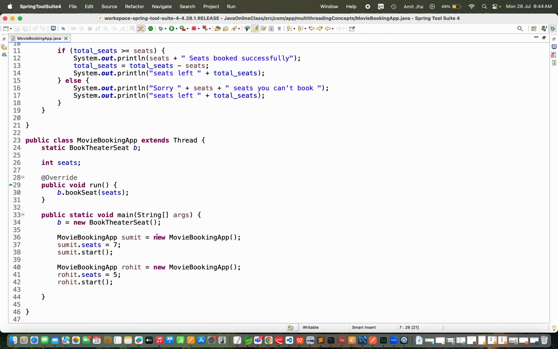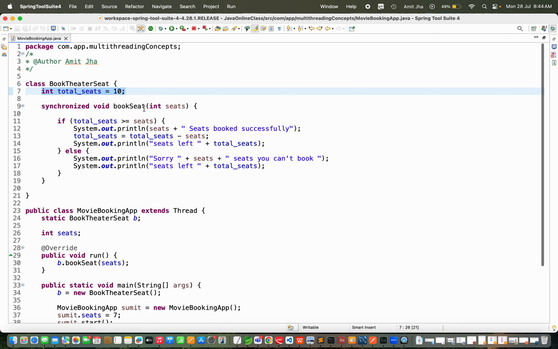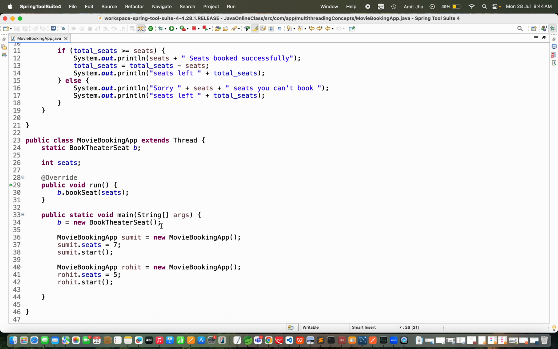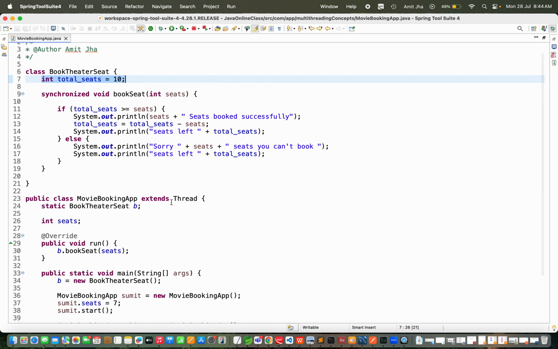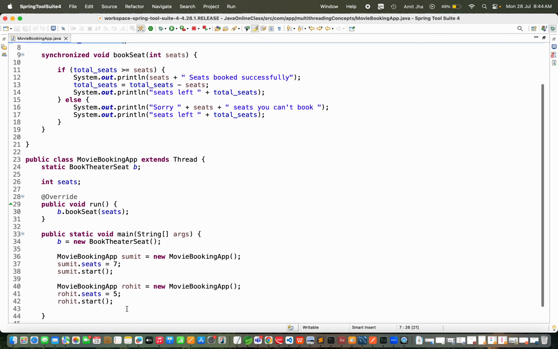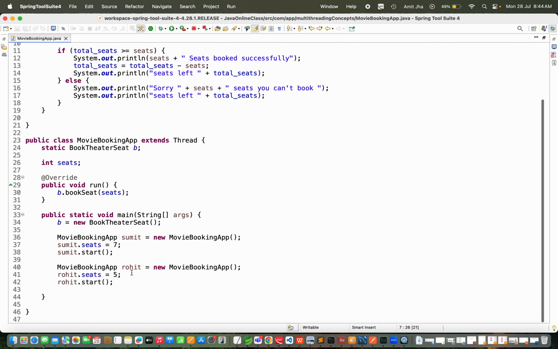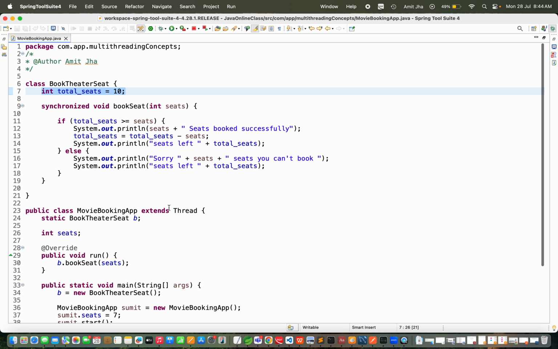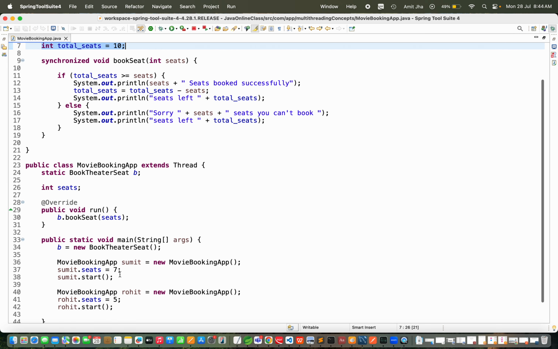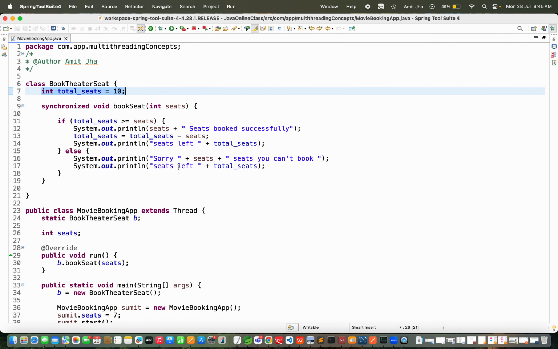But once one thread books the seats, we get only the remaining seats, it may be 3 or it may be 5. Because if this thread goes first to book the seats, only 3 seats will remain, because 7 seats were booked by the Sumit thread. But guys, suppose the Rohit thread enters into the synchronized block, that means they will book 5 seats, and only 5 seats will remain. So the other thread cannot book the seats because this thread needs to book 7 seats, but only 5 seats are remaining, guys. So that is the concept with the help of synchronized block.